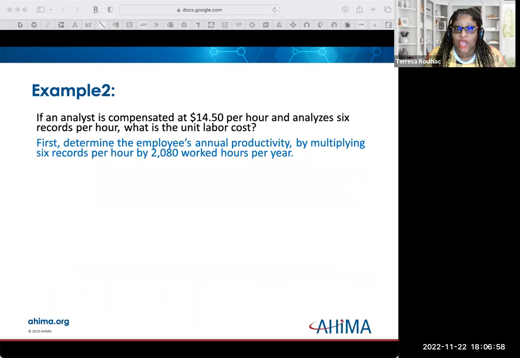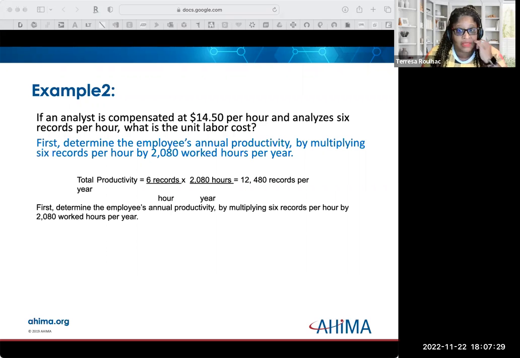For our next, we're looking at an analyst. He's compensated at $14.50 per hour, and he analyzes 6 records per hour. What is his unit labor cost? We're going to determine the employee's annual productivity. We're going to multiply the 6 records per hour by the 2,080 worked hours per year, giving us 12,480 records.